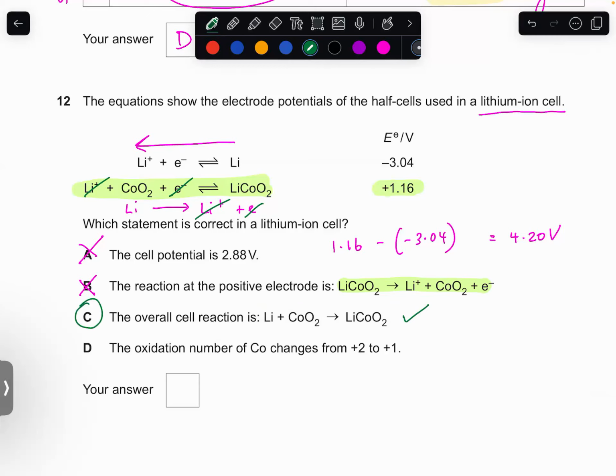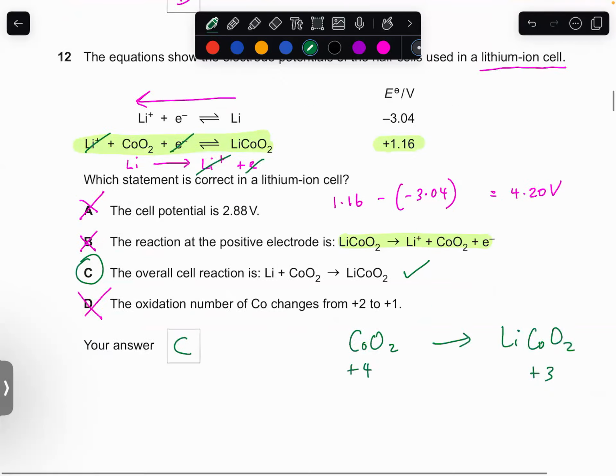The oxidation number of Co changes from +2 to +1. No, it doesn't. CoO2 goes to LiCoO2. So it goes from a +4 oxidation number to a +3. So this is actually wrong. So the answer is going to be C. Yep, mark scheme supports that.